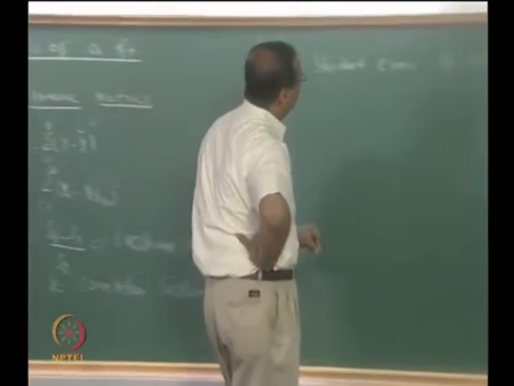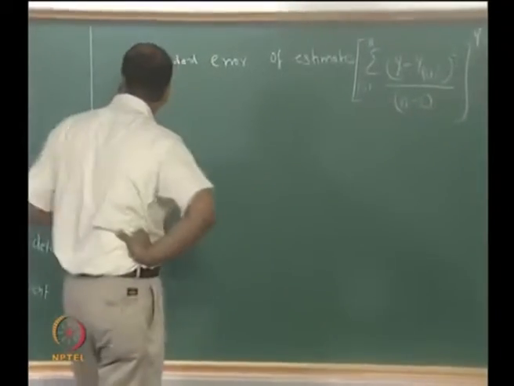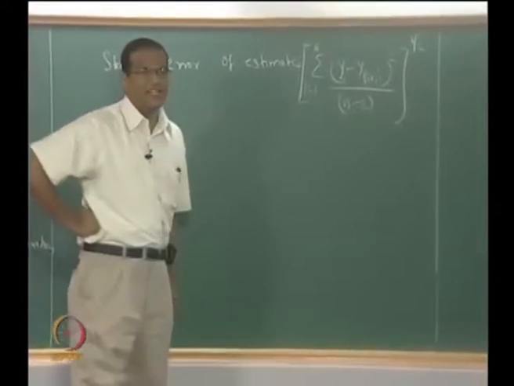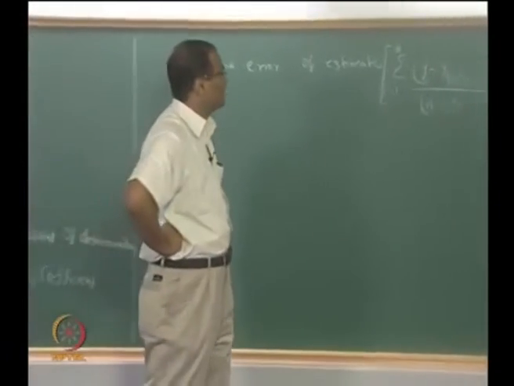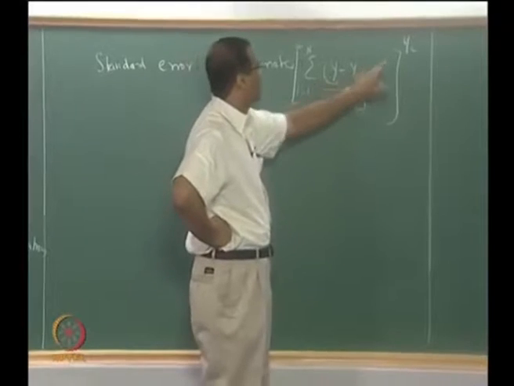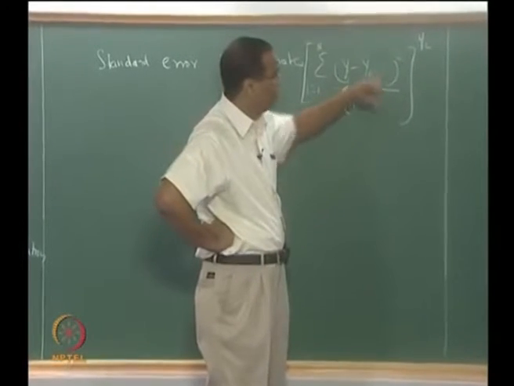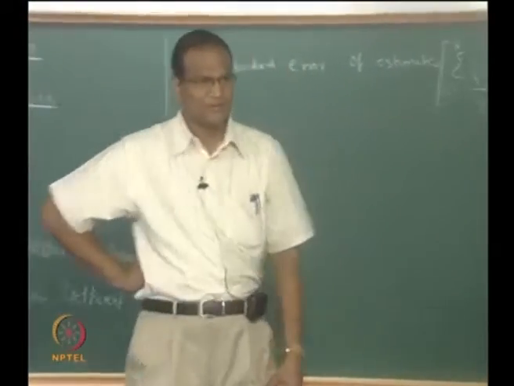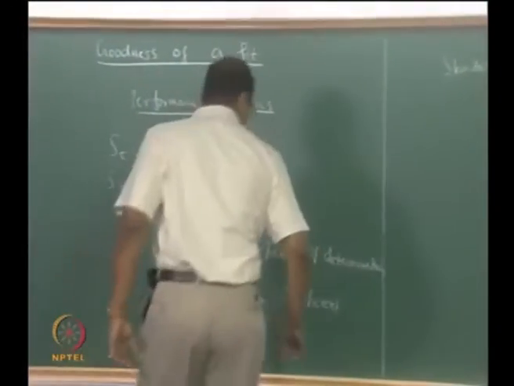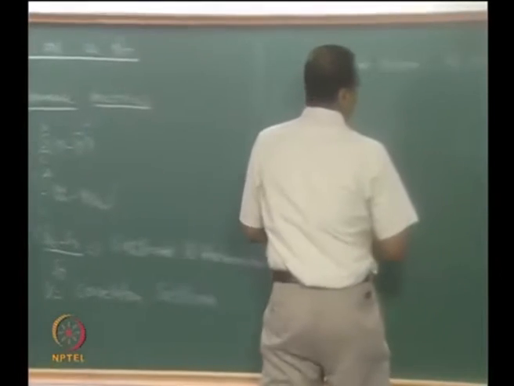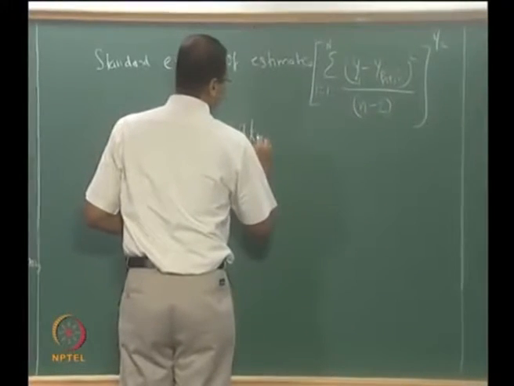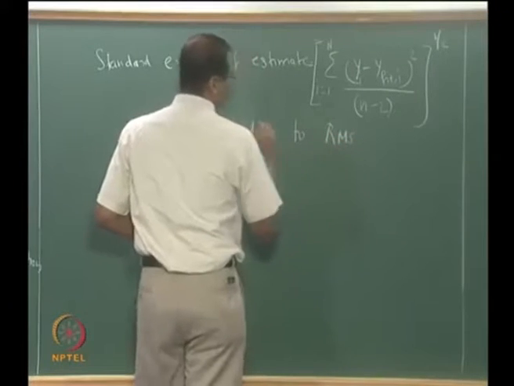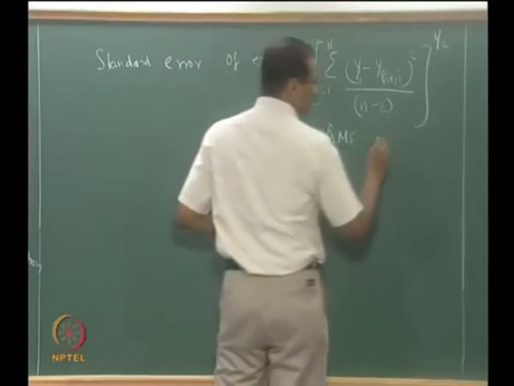There is one more quantity of interest which is basically the standard error of the estimate. The standard error of the estimate is the sum of (yi minus y fit) whole square divided by n minus 2, whole to the power of half. It is something like an RMS error, okay. RMS error is root mean square error.